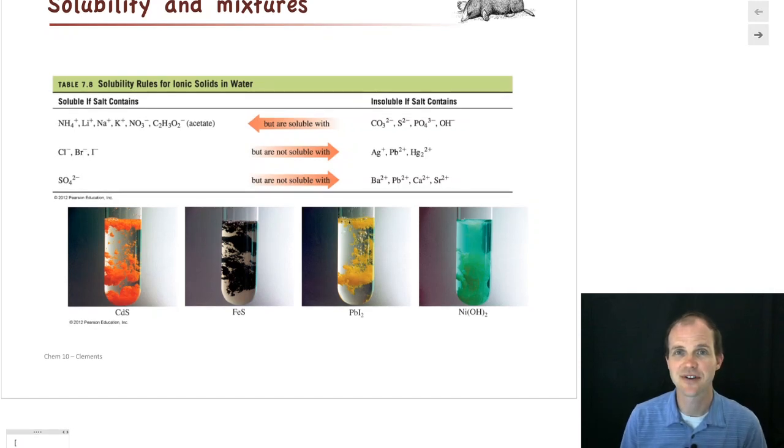Welcome back. So we have under our belt all sorts of things about solubility. We know how to do the numbers involved in solubility. The next thing we're going to look at is how come some things are soluble and some things aren't soluble. It turns out that not every ionic compound in the world is soluble in water.